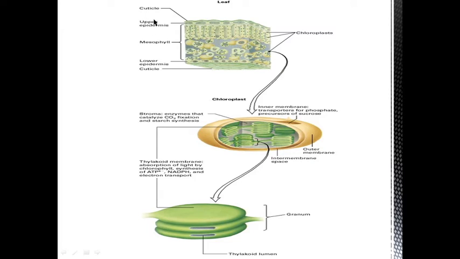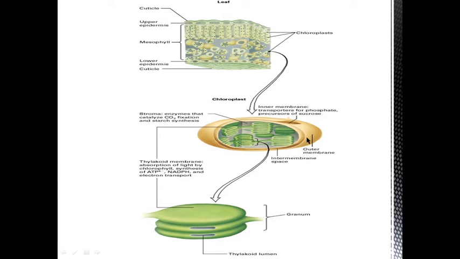Students, now look at the pictures. The first picture is the internal structure of leaf. Now leaf having cuticle, upper epidermis, mesophyll cells, lower epidermis and cuticles. A number of chloroplasts are present in the mesophyll cell. Now this is the structure of chloroplast where actual photosynthesis occurs.